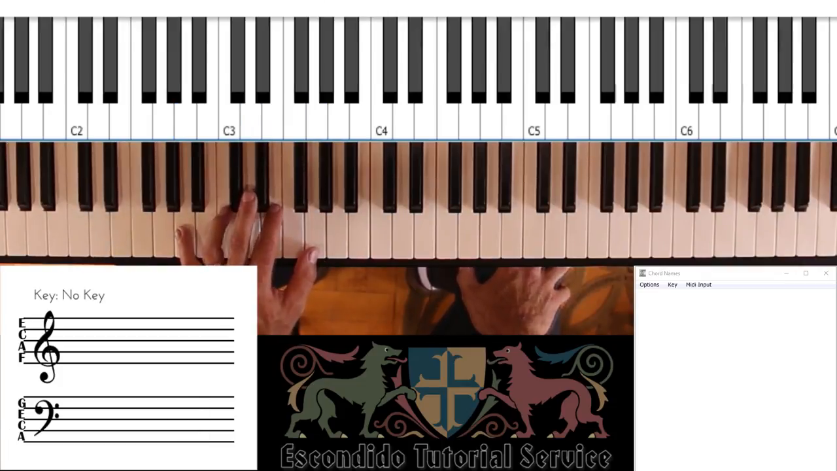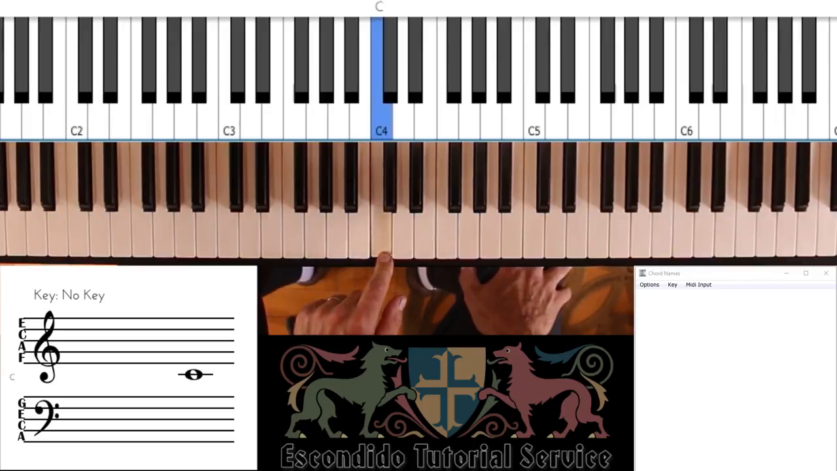So, there you go. Another note you want to memorize is simply what's called middle C. If you look on the grand staff there, you can see this is the note middle C. Very oftentimes you'll come back to that note, so you want to just have that one memorized as well.